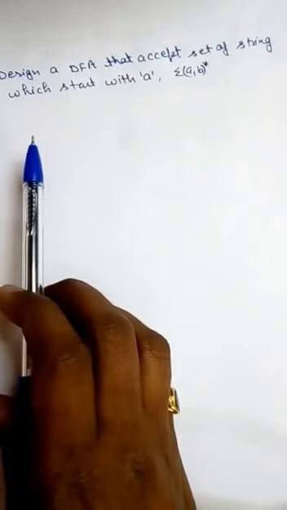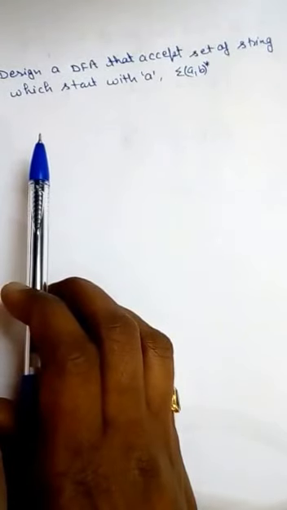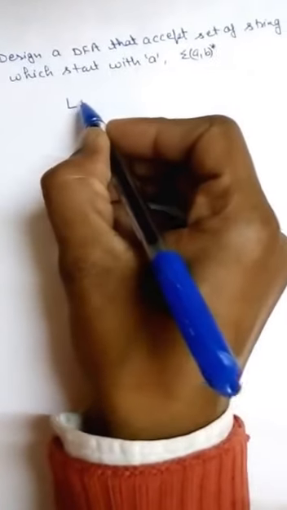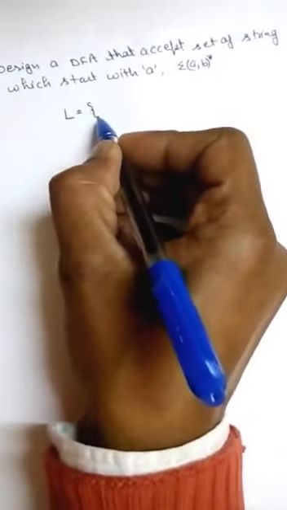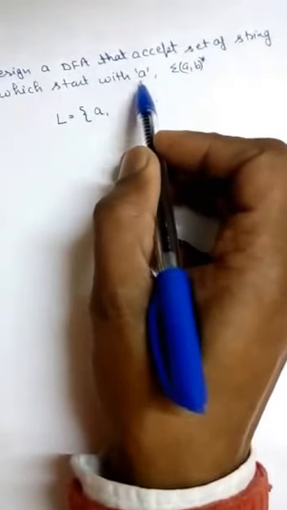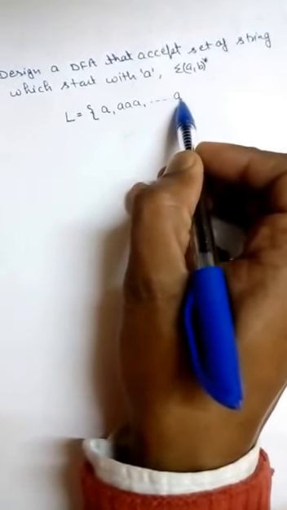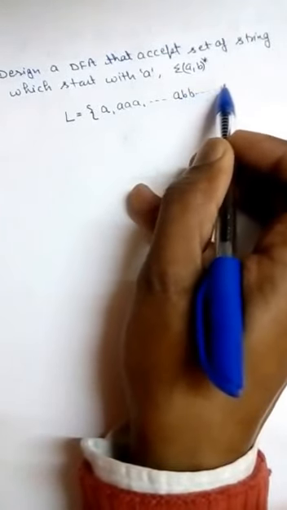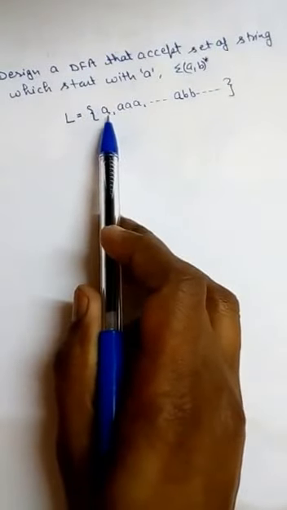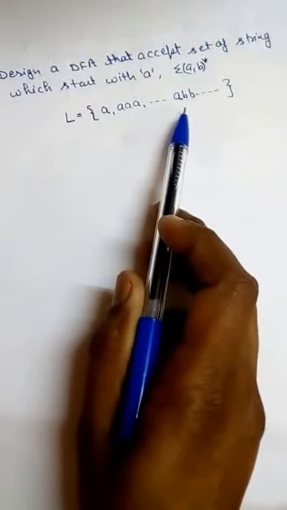And the second one is, before designing a DFA, first try to find all possible strings which belong to the language. So let's start. First we will try to find the strings of the language. The language contains A, because A is the minimum string which starts with A, then any number of A's, and A followed by any number of B's. Such strings belong to the language, which start with A. But if the string starts with B, that is not accepted by the DFA.